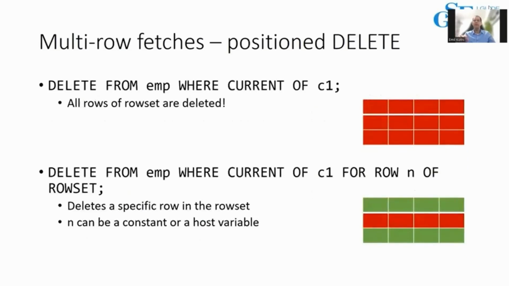Similarly, there is positioned delete, where you can work with the rows that you just fetched in a row set. You can delete them all with WHERE CURRENT OF. Really, you see that your cursor is positioned on all these three rows, so if you do this DELETE FROM WHERE CURRENT OF, all these three rows are deleted. But you can also specify for a particular row, for example that you just want to delete the second row in this case, or the middle row.